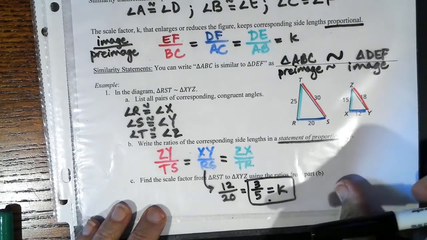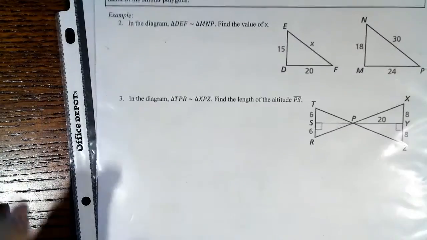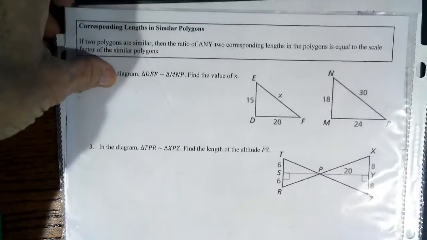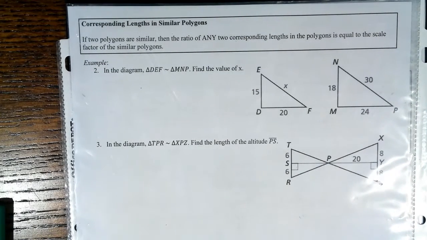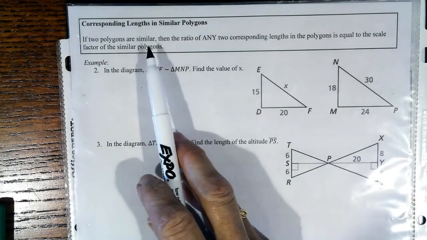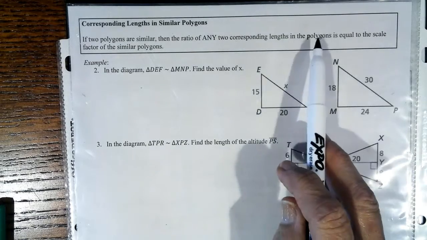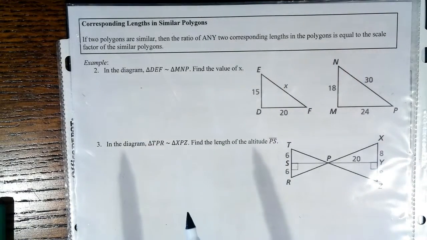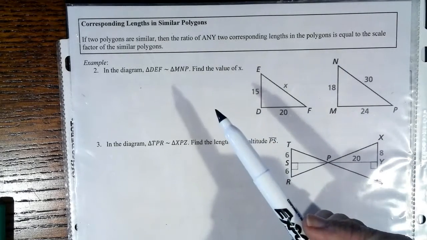Okay, we're going to do an example where there are unknown sides. So this is all just practice and hopefully review. Hopefully it looks a little familiar from before. But now we're going to solve some problems. Here's what it says: if two polygons are similar, then the ratio of any two lengths is equal to the scale factor. Okay, so K is equal to any of those fractions that we just wrote.